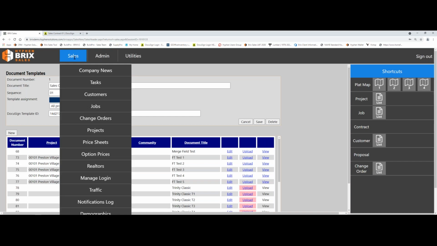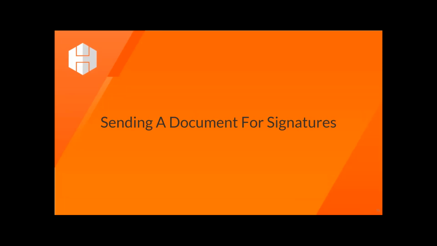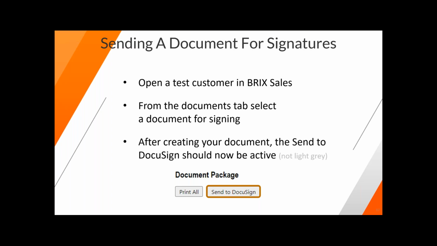We'll go over to sales, and we're going to go find a customer, because I think that's where we need to go next, but let's just make sure. So sending a document in for signatures, we'll just open up a test customer. So we're going to do that in a second together here. From the documents tab section on the documents for signing, we'll go and find that. And then we just have to make sure we check off all the documents we need to sign.